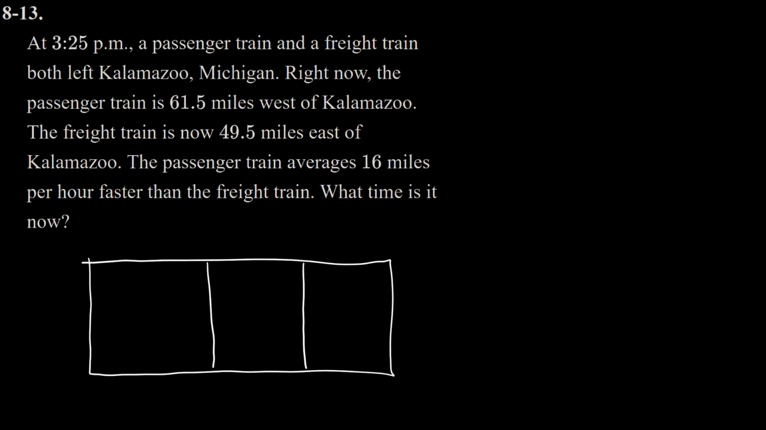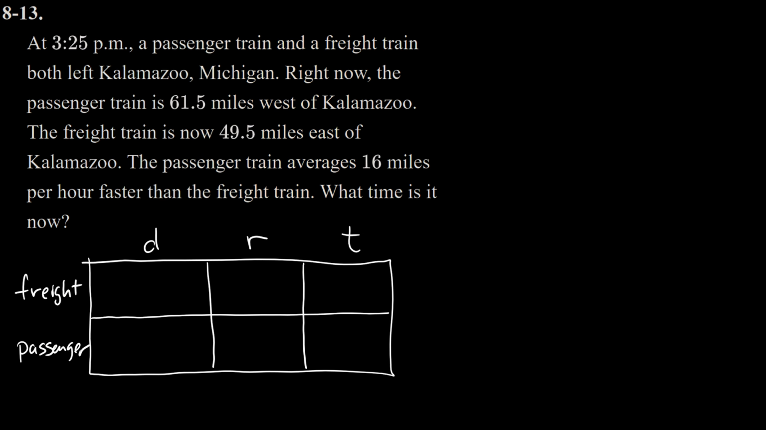So, the idea is I'm just organizing some known facts here. For this situation, I know that each of these trains has quantities: the distance traveled, the rate or speed at which you're traveling, and the time. We have two trains. One's a freight train, so I'm going to label this freight, and I'm going to label this passenger. And they're going in opposite directions of each other.